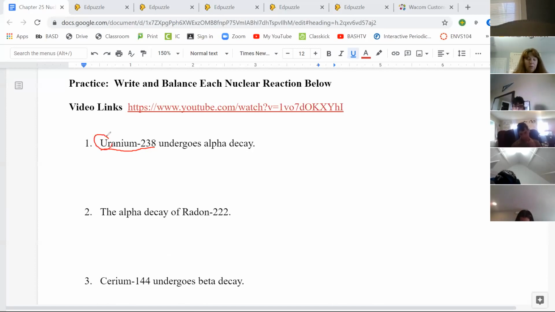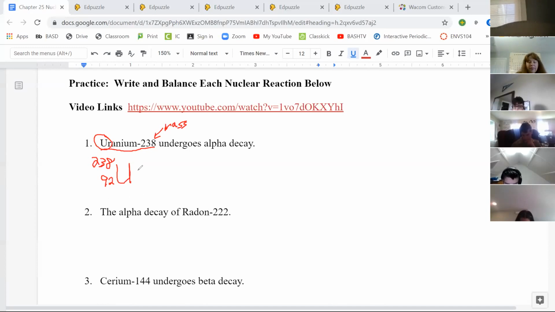We need the element symbol, which is U. This 238 in this what's called isotope notation is the same as the mass. So this mass number is what goes up top. And then we are not given this bottom number, but remember that the bottom number matches the element symbol's atomic number. So we find uranium down at the bottom, and we see that uranium has an atomic number of 92. So we can fill that in.